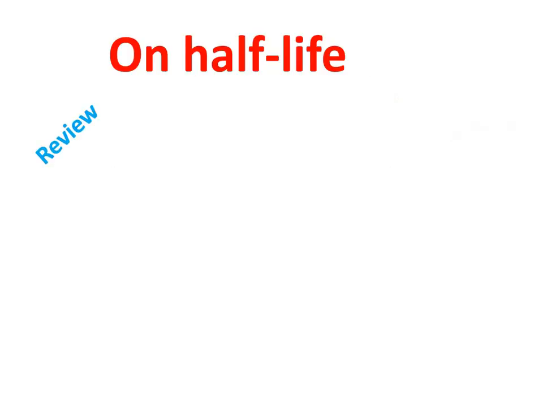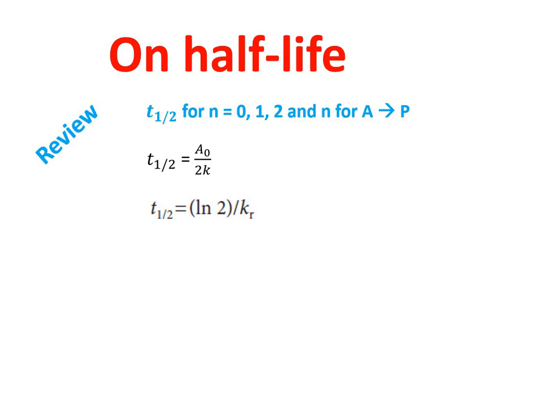Next, half-life. Okay, that is the last part of our session. So let us have a quick review of half-life for the typical n equal to 0, 1 and 2 for the reaction A to P. So t half is [A]0 by 2k; that first one is for the zeroth order reaction. The second one is for n equal to 1, where t half is ln 2 by k, and the third one is for n equal to 2, where t half is 1 by k[A]0.